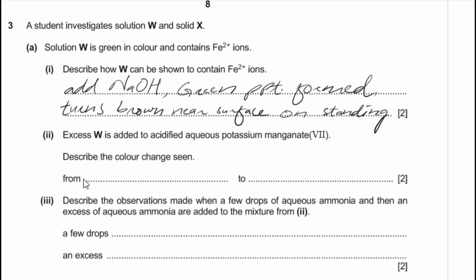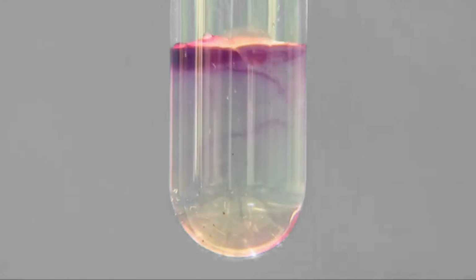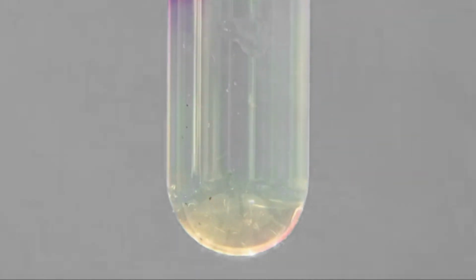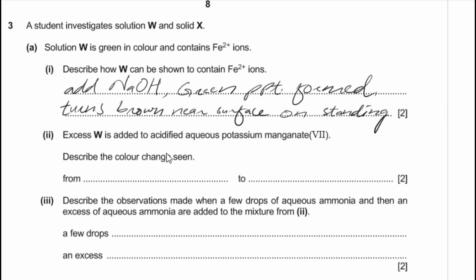Excess W is added to acidified aqueous potassium manganate 7. Describe the color change. Potassium manganate is of purple color. When it is reacted with iron 2 ions, it would form iron sulfate. Due to that, a yellow color would be seen. So the color change would be purple to yellow.